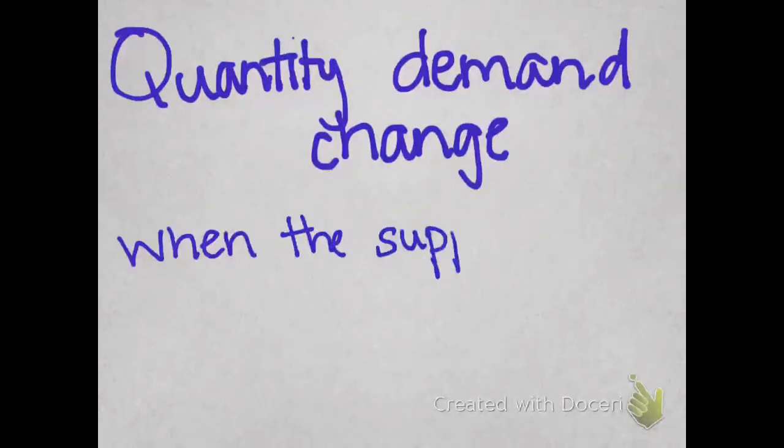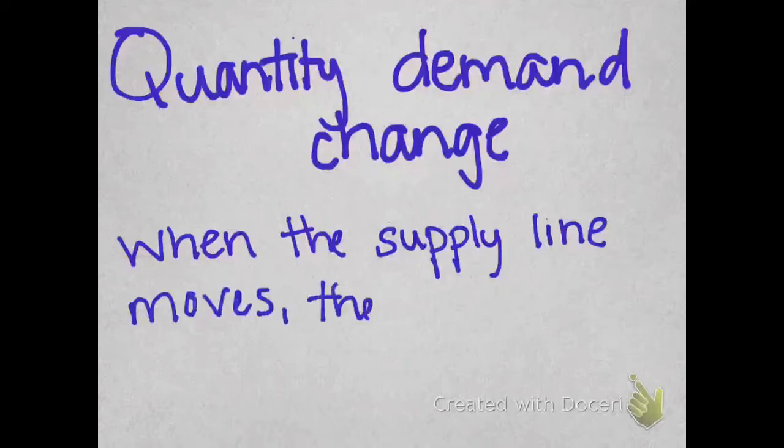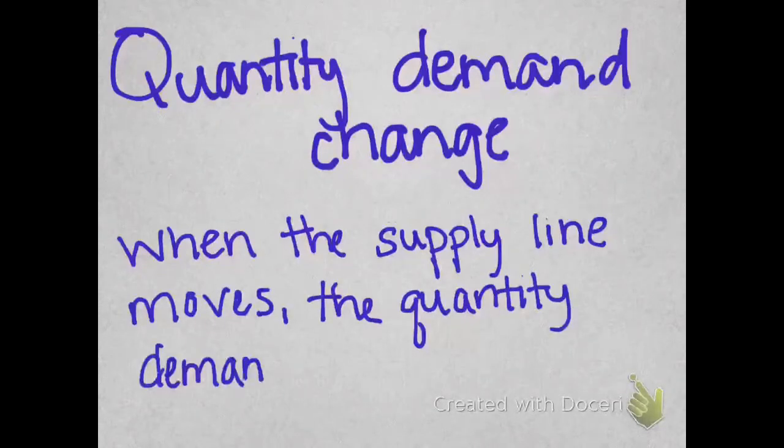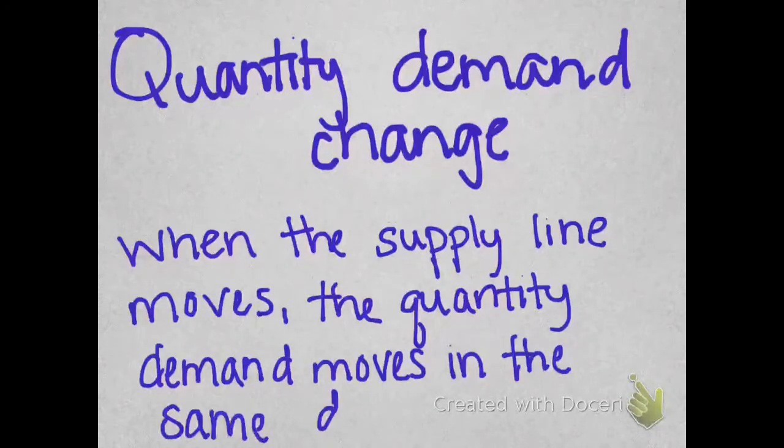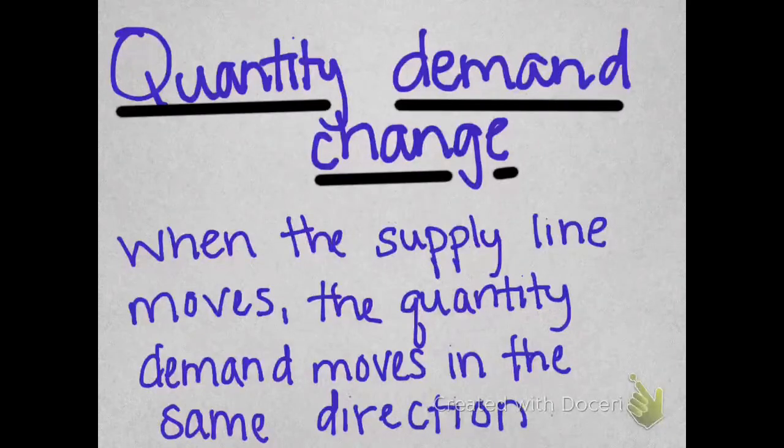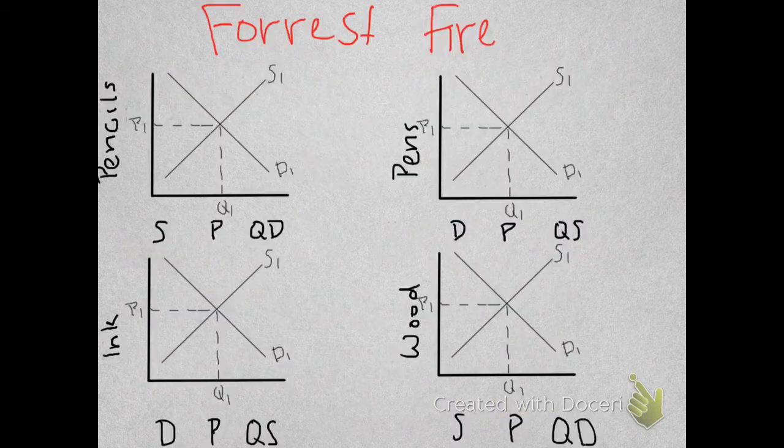Next, we have quantity-demand change. When the supply line moves, the quantity-demand moves in the same direction. A quantity-demand change is shown in a graph when there are 2 points on the demand line. Here, we have a situation that will help us explain what we are talking about.